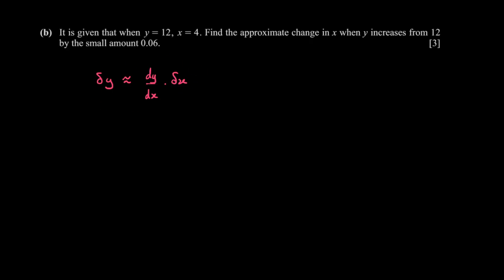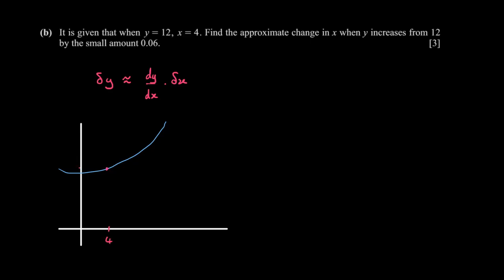Now, what does this represent? Let's very briefly revisit the theory. Let's imagine that we've got a function. Our function may look something like this. I don't know, like that. And let's say that we've got the values that we're given in the question. So when x is 4, let's say that y is equal to 12. So it's that point there.